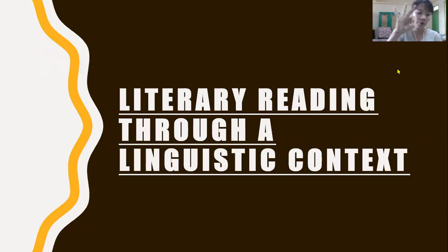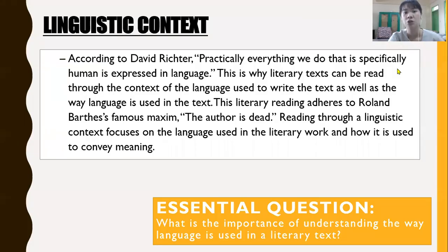Yan. So we have the third one now. We have literary reading through a linguistic context. From the word linguistic. Take note of that, okay? Linguistic. So according to David Richter, practically everything we do that is specifically human is expressed in language. This is why literary texts can be read through the context of the language used to write the text as well as the way language is used in the text. This literary reading adheres to Roland's famous maxim, the author is dead.